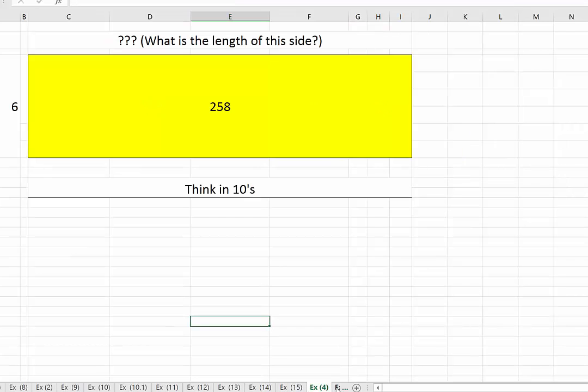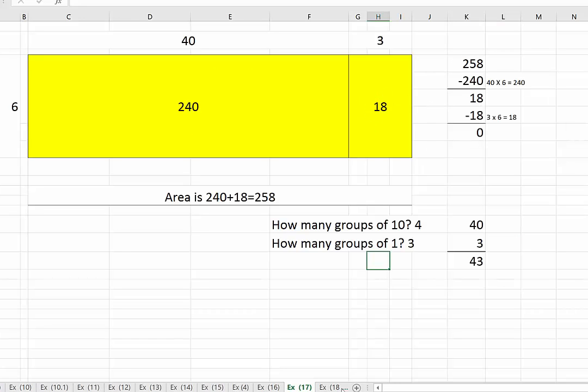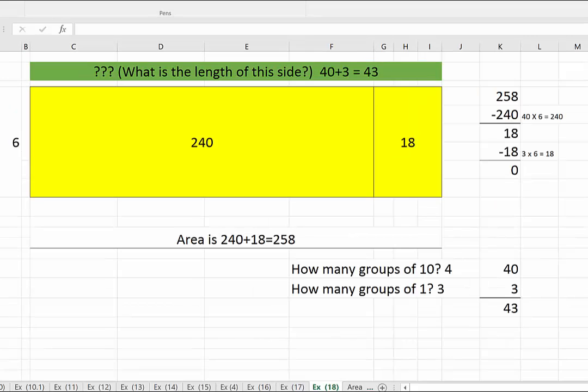So what would make the most sense if we were to ask this problem again, what is the length of this side? And if you had to go to recess right away, you probably aren't going to guess 10. You're probably going to guess 40, because 40 times 6 is 240. So you get 258 minus 240, you receive 18. So you know what's going to happen next, which is going to be that 3. And now, how many groups of 10 do we have? We have 40. How many groups of 1 do we have? We have 3. And so that length, again, is 43.